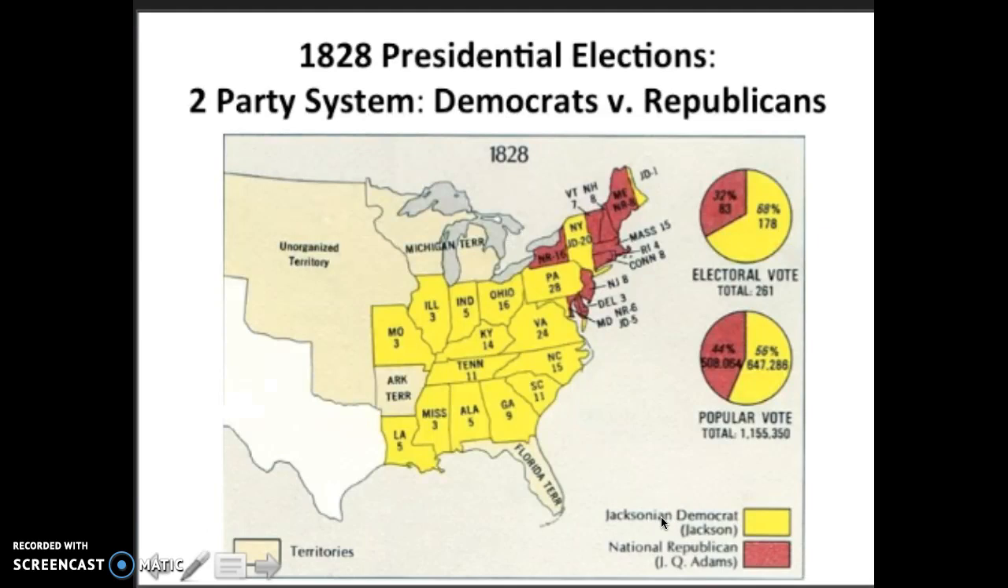Four years later, we have a new presidential election in 1828. This is known as a two-party system. In 1824, there were all Republicans. Now we have a new political party, the Democrats. So the Democrats appealed to the common man. Jackson was the leader of the Democrats.